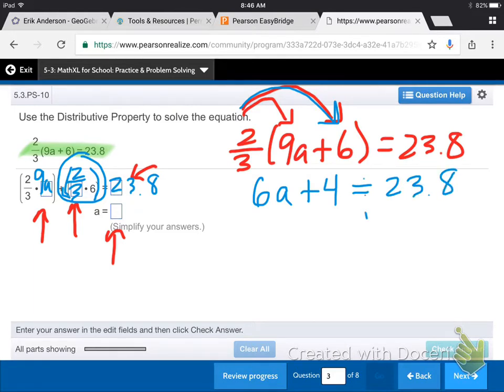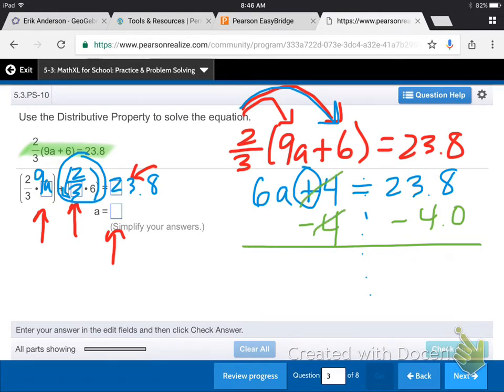And now we know here's our fence, and we know that here's addition, so we have to do the inverse of addition, which is what? You got it. Subtraction of that number from both sides, and remember that's going to be 4.0. So 4 minus 4 is nothing. Bring down your 6a equals 23.8 minus 4 is 19.8.